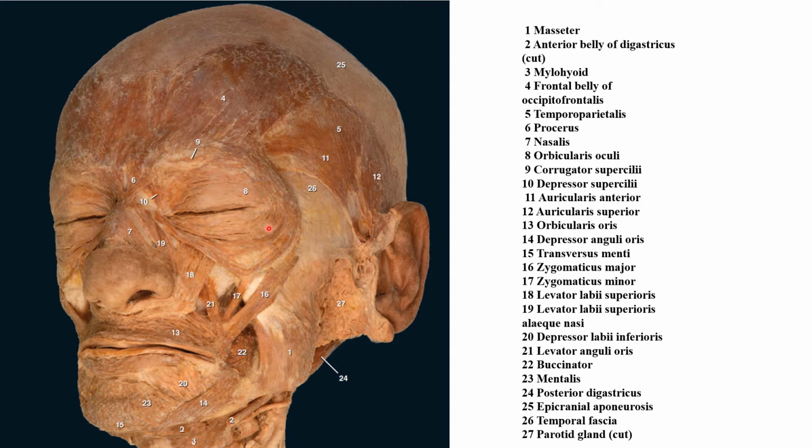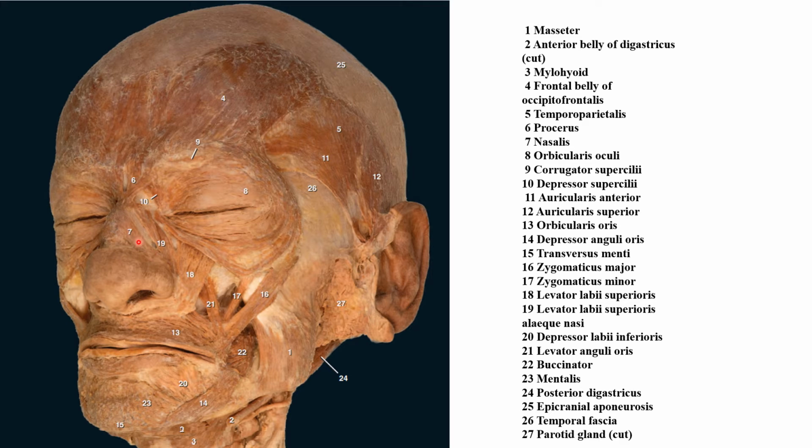So muscles are going to be grouped like that. First of all, we are going to cover the muscles around the eye. Around the eye, we have the frontalis muscle, or the frontal belly of the occipitofrontalis muscle. We have the orbicularis oculi muscle. We have the nasalis muscle.